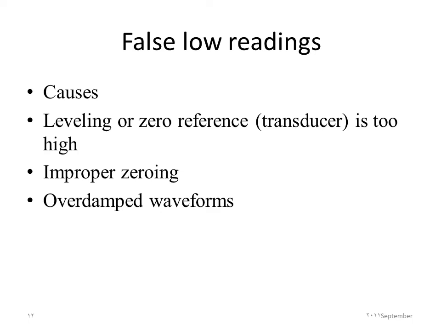False low reading: we can obtain a reading that is low but it's false. The causes: the leveling or zero reference of the transducer is too high, as we said a few slides ago, the relationship is inverse. Improper zeroing and an overdamped waveform, meaning the waveform is not displayed correctly and has high pressure on it.